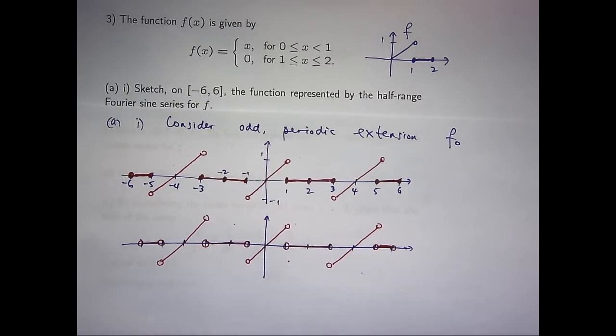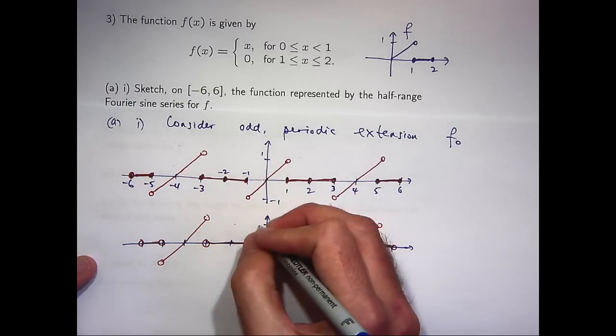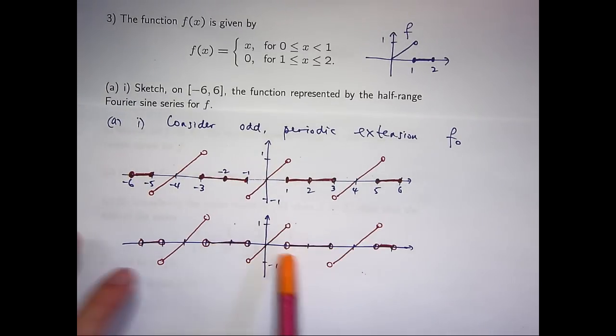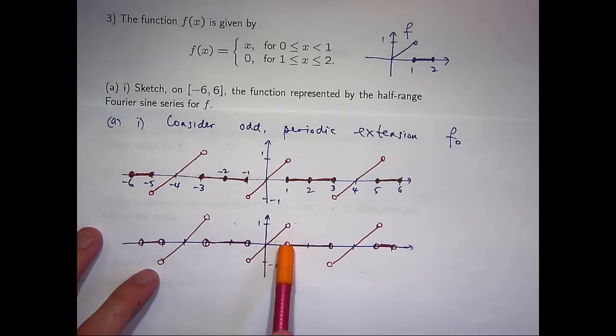Okay, so now all we really need to do is go and look at the jump points and then work out what the average of the two limits is going to be. Well, let's just take a typical example. Let's look at this point here. This is the point x equals 1.